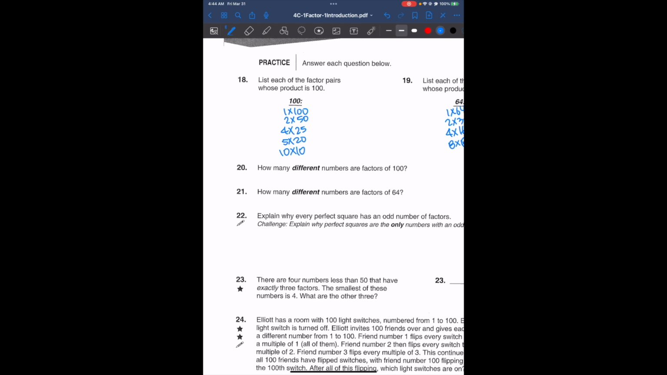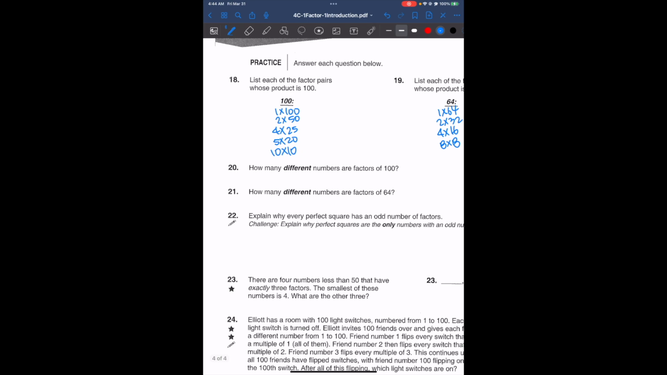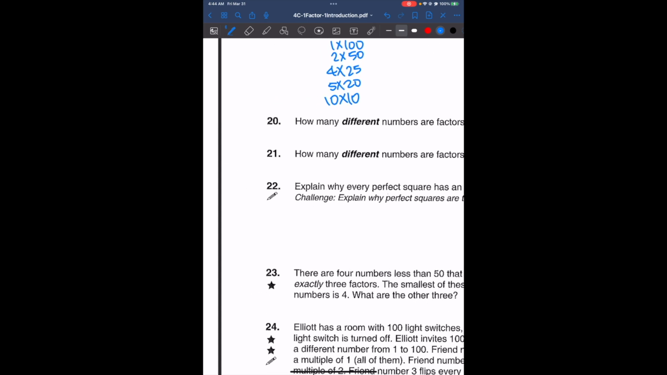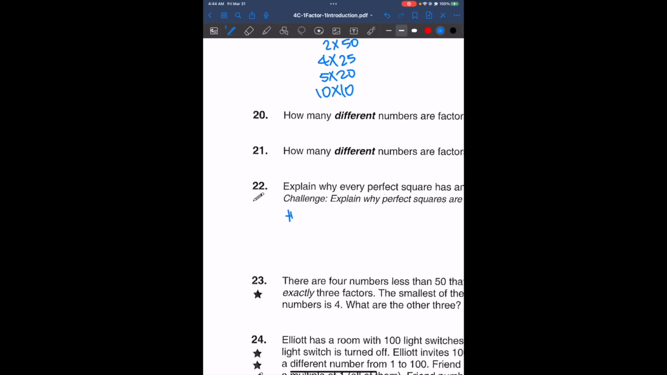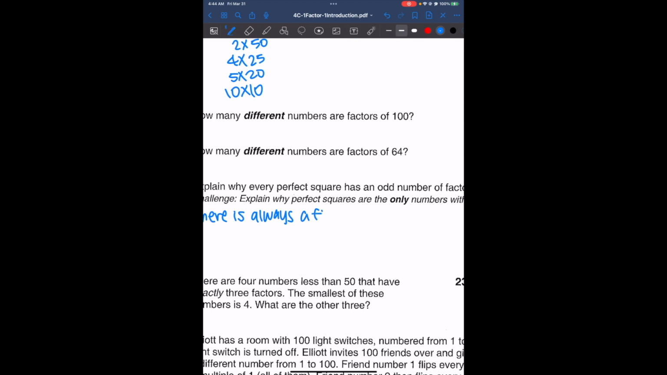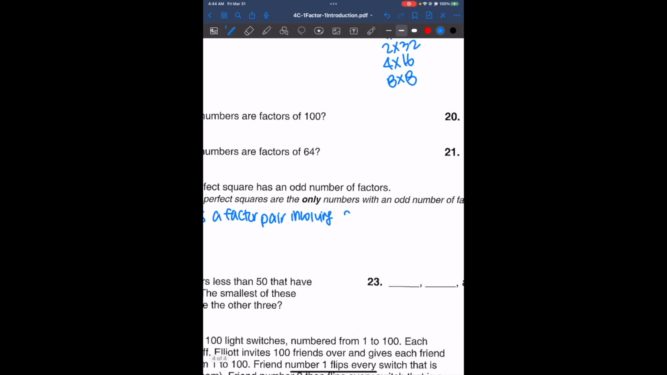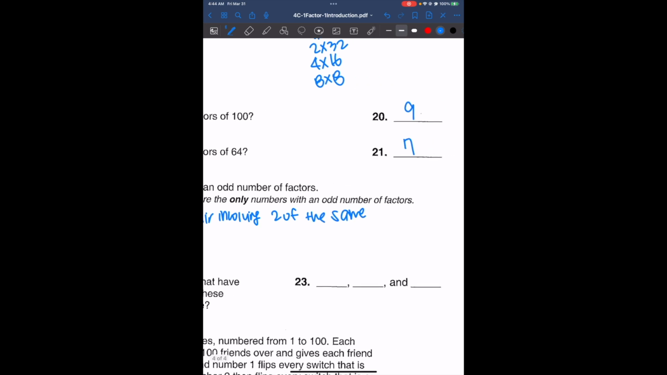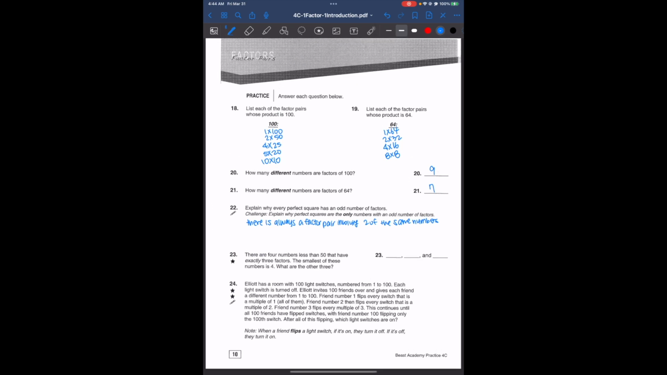Now for number 22, it says, explain why every perfect square has an odd number of factors. Now this is because there is always a factor pair involving 2 of the same numbers, right? And that's basically what we call square numbers, or perfect squares.